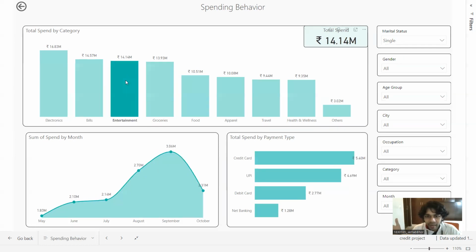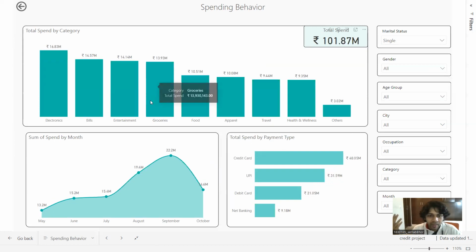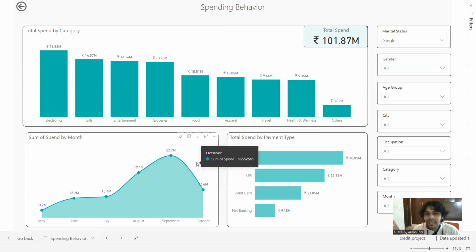For example, in groceries, I believe UPI would be the highest, right? So that's what you can see, how transactions are happening. And there's some degree of trend analysis also happening here, like how much money people spend over time. Although the data is only for a span of 6 months, so we can't look for seasonality here because it's a relatively small data set. But anyway, it's a good marker.